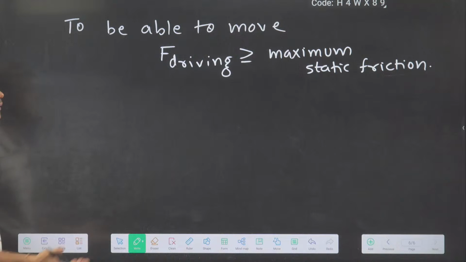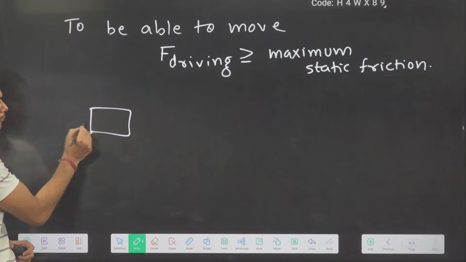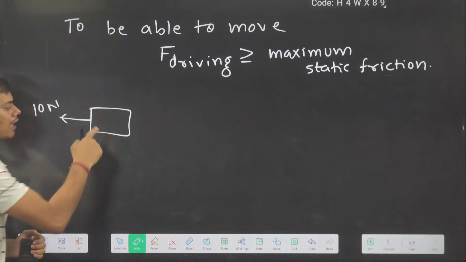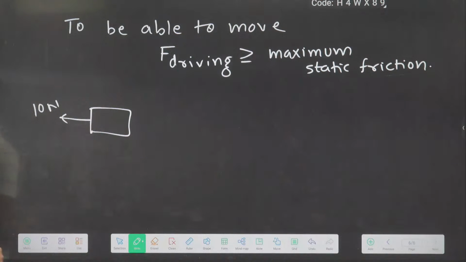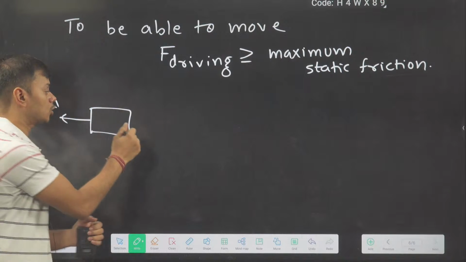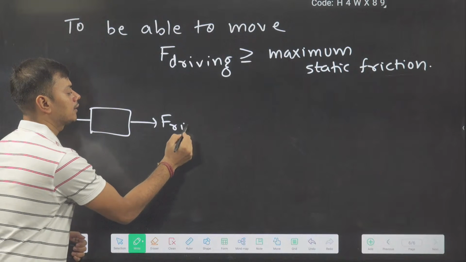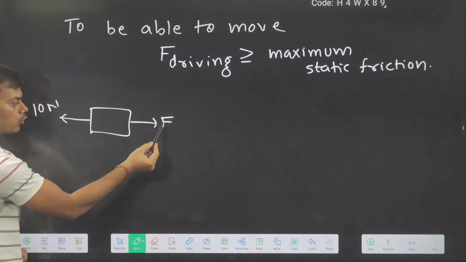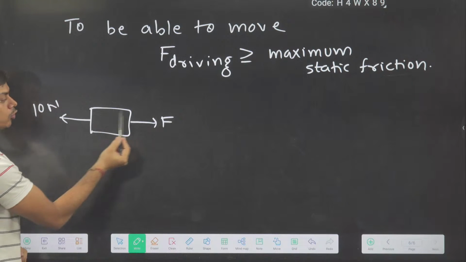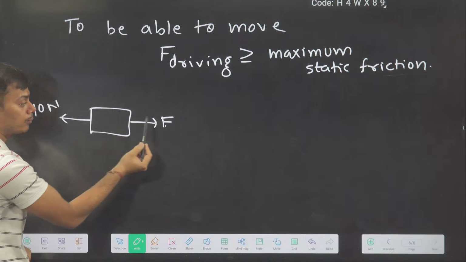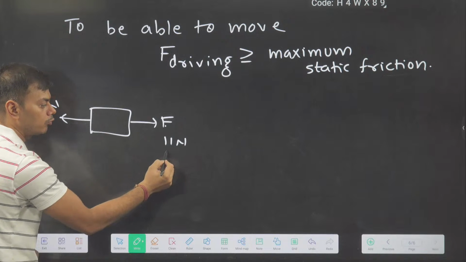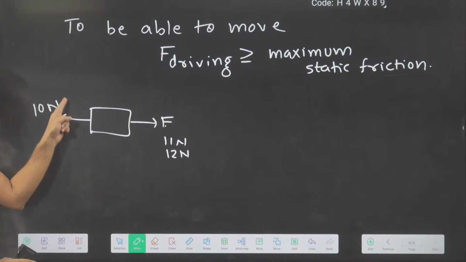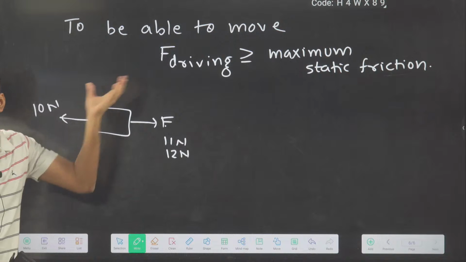It is like a simple situation: suppose I am pulling this block with 10 Newton force, wanting to drive it towards the right. How much force do you need to apply to move it? If you apply 1 Newton, you will not be able to drive. Apply 9 Newton, you will not be able to drive. But if you apply 11 Newton, you will be able to drive. If you apply 12 Newton, you will be able to drive. Any force greater than the opposing force works. And in this chapter, what is the opposing force?